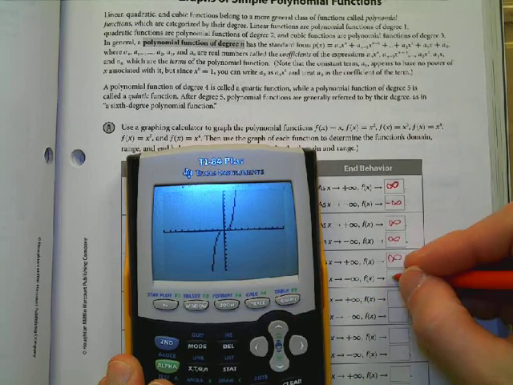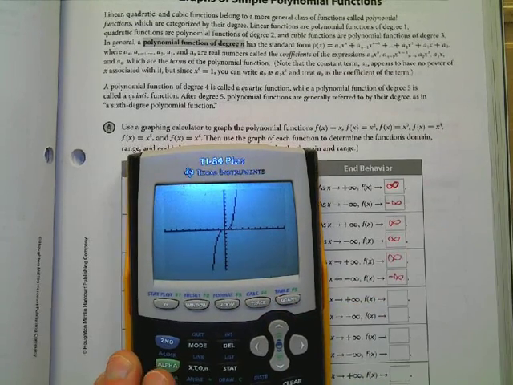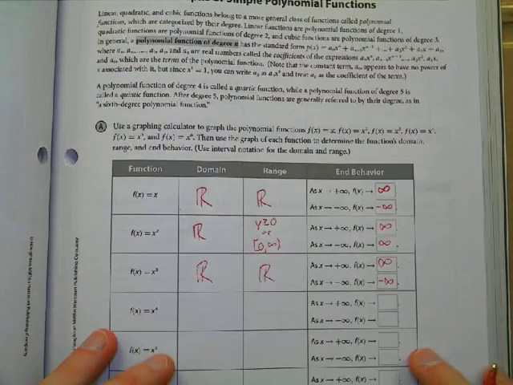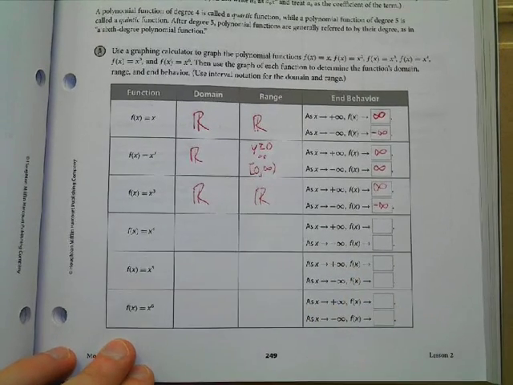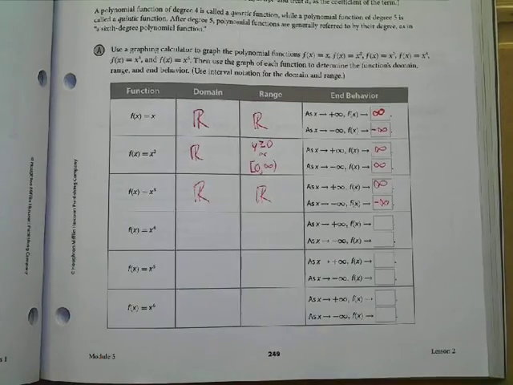Okay? So if you would, please go ahead, use your graphing calculators, fill in the rest of those 3 rows there. Okay? f of x equals x to the 4th, x to the 5th, and then x to the 6th. Go ahead and fill the rest of those in.